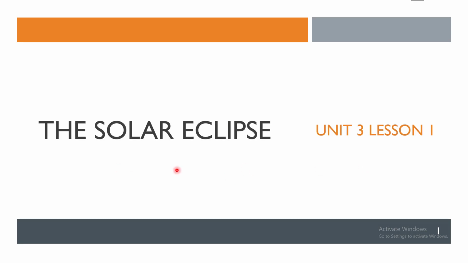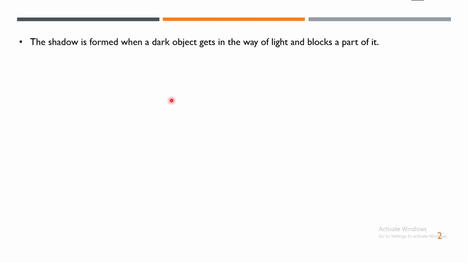Hello and welcome to this series of episodes on explaining the last two units in our syllabus. These two units are very important, so we have to explain them. Starting from the first lesson in unit 3, which is the solar eclipse, starting from this point, which is how the shadow is formed.